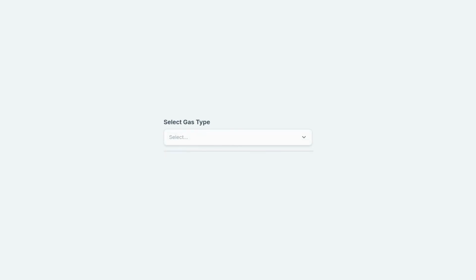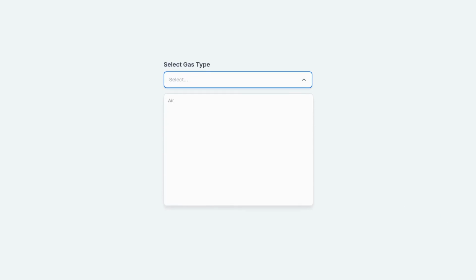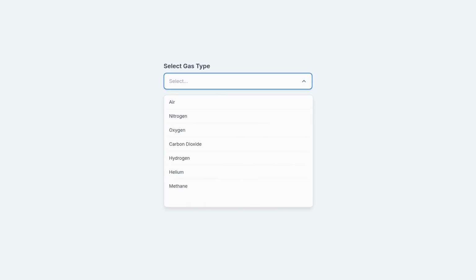Fourth, select the gas type from the drop-down menu, which includes air, nitrogen, oxygen, carbon dioxide, hydrogen, helium, methane, and argon. For this example, I'm using air. Finally, choose your unit system from the drop-down, either SI or Imperial.